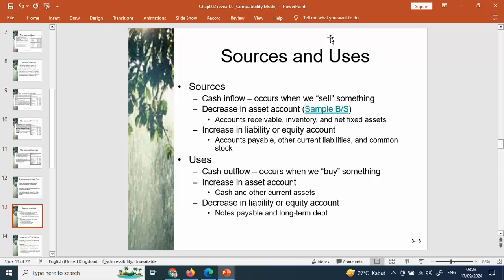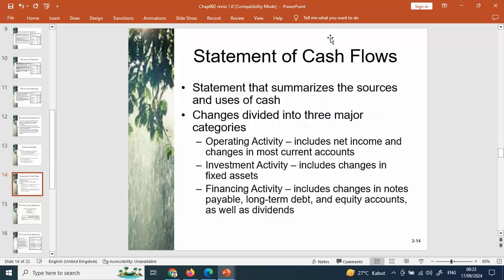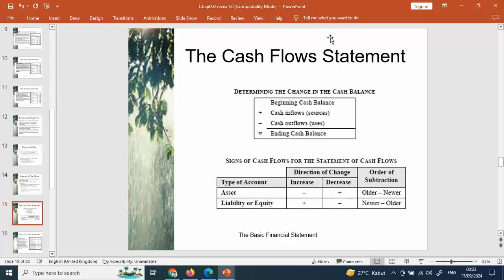Okay, let me give another example like this one. So in assets, when your asset increases, it is cash outflow. When your asset increases, it is cash outflow. When your asset decreases, it is cash inflow. Do you get the point?